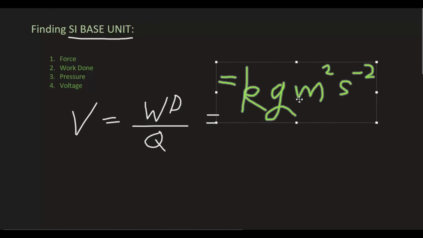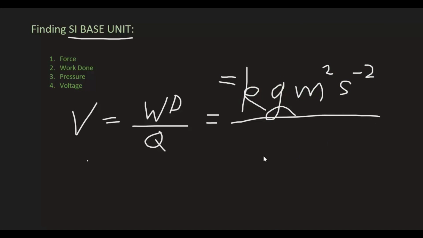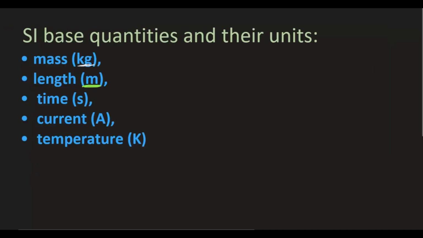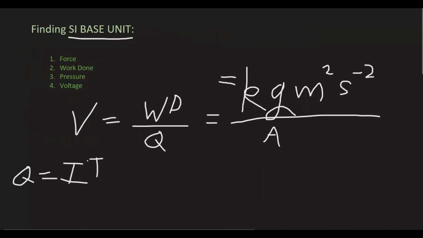So for work done, this is the SI base unit, and for charge, we know that charge is current times time, right? Q equals IT. We learned it in O level, Q equals IT. So the unit of current is ampere, which is an SI base unit, and the unit of time is second, which is also an SI base unit. So the SI base unit of voltage is kg, this one, simply this one.